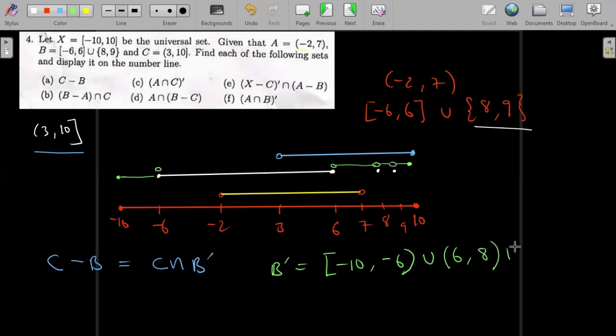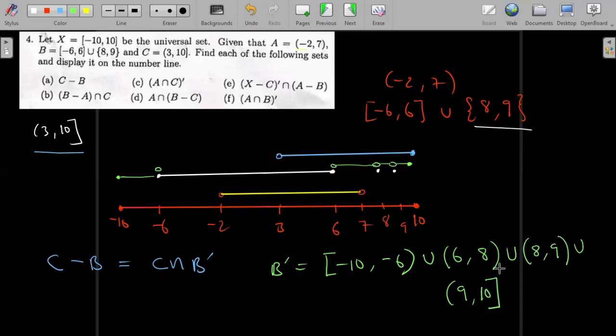Then union again, from 8 to 9. Then union again, that's from 9 all the way up to 10, and at 10 it is closed like this. So this is our B complement.